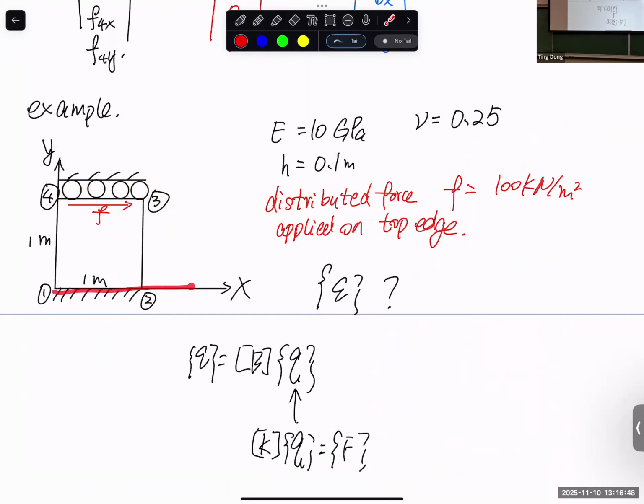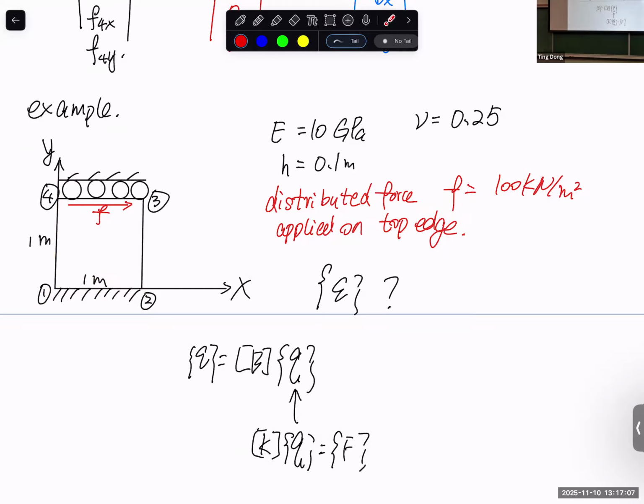I put this here because this is just the coordinate system. You know that if this is 1 meter, this is 1 meter, this should be 0, 0, this should be 1, 0. It's only a coordinate system, but it doesn't mean that this side is fixed to anything. No, the only boundary condition is fixed at the bottom, roller support on top.